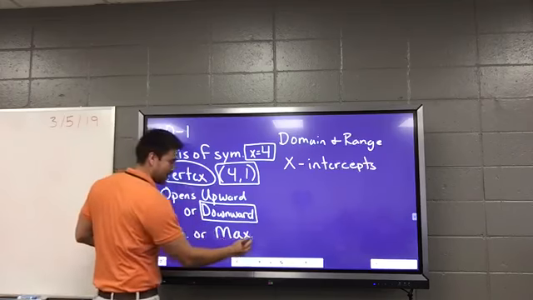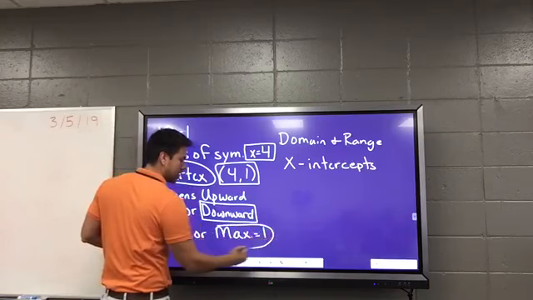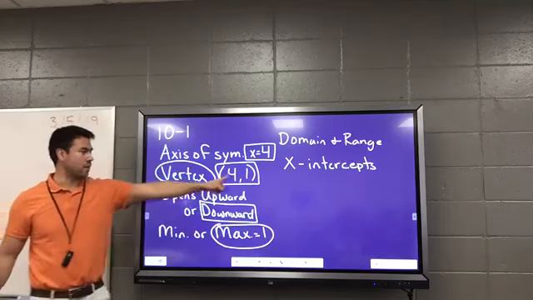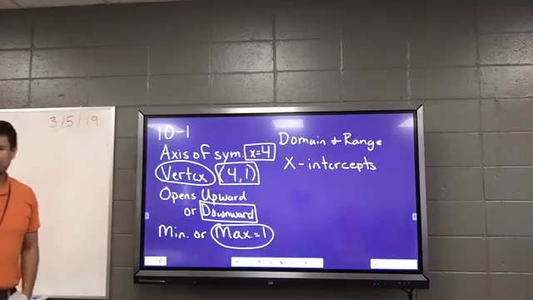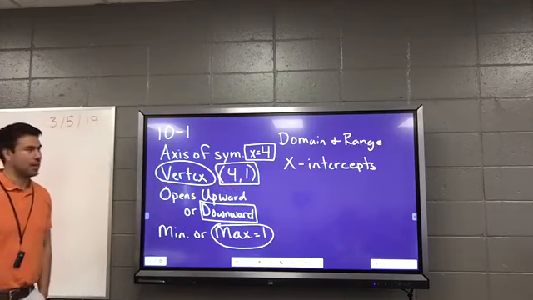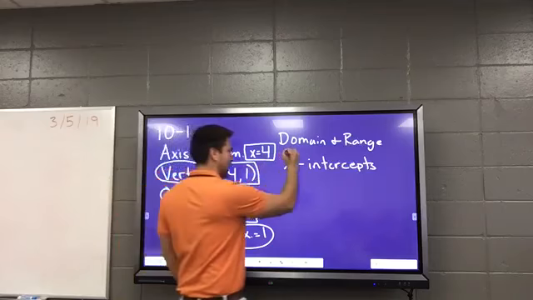I think you said it. The maximum value is 1, so it's the y value on the vertex. What is the domain, Elizabeth? Any real number. So it's always the domain, any real number.